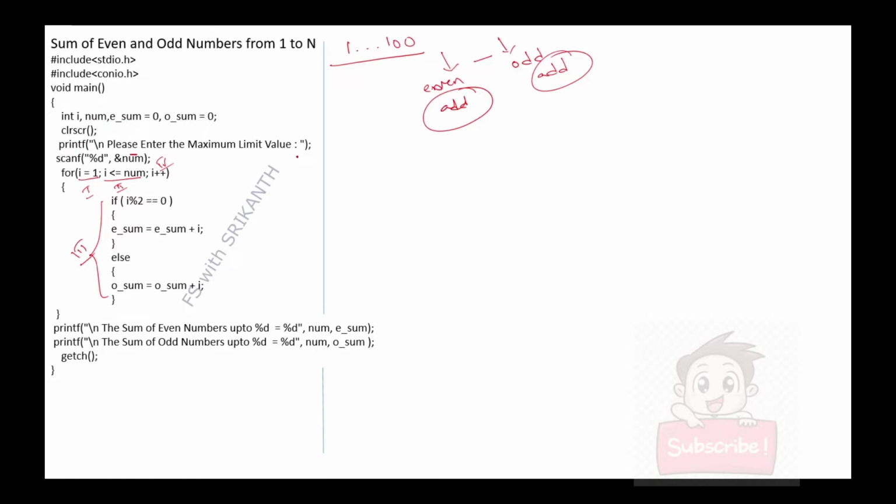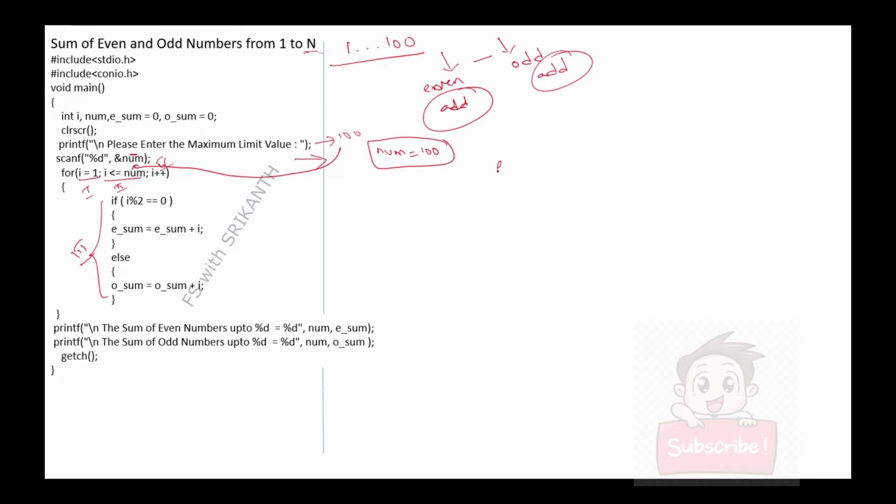In the first statement, printf, enter the maximum limit number. What number do you want to place for n? Suppose I enter 100 as the n value, and it will be stored in NUM. So the NUM value is 100, the maximum number value is 100.